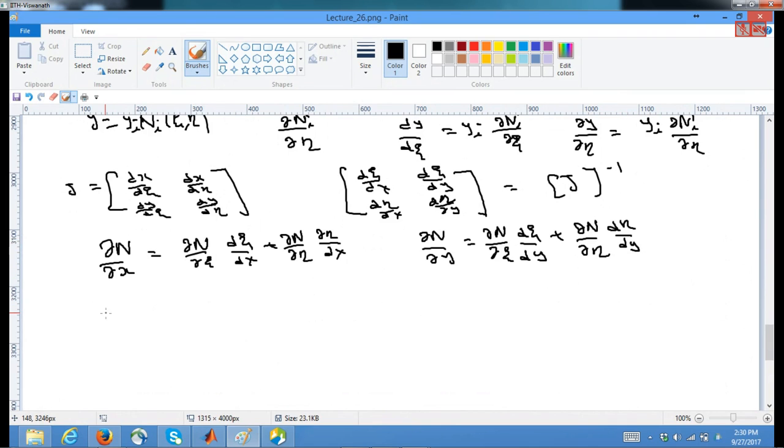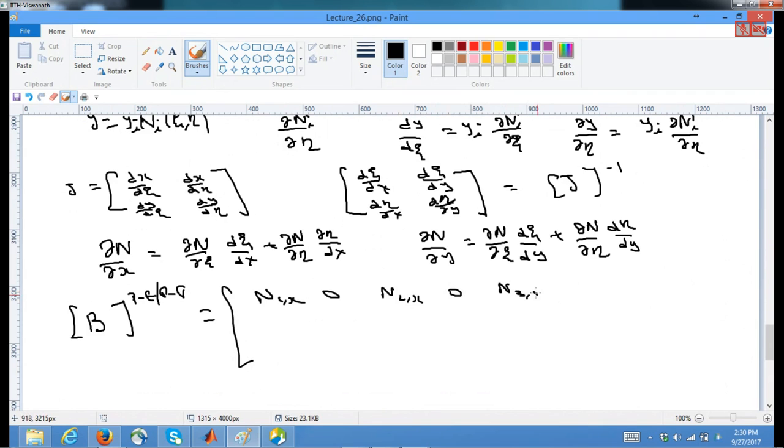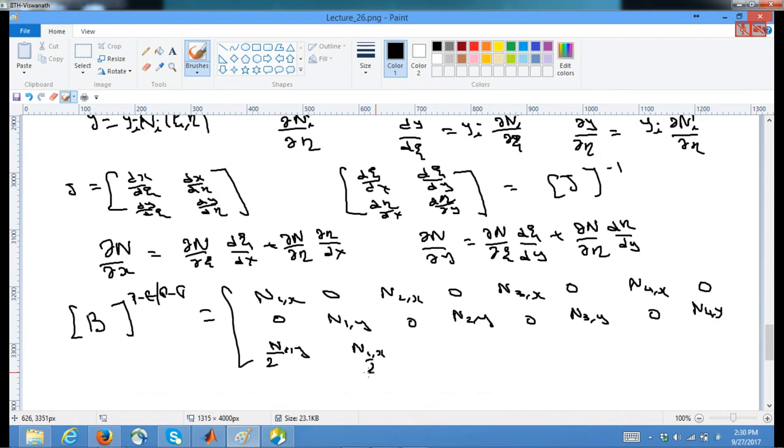And once this is there, you find your B matrix. The B matrix for plane stress or plane strain we have seen to be something like N1 comma x, 0, N2 comma x, 0, N3 comma x, 0, N4 comma x, 0, then N1 comma y, N2 comma y, N3 comma y. And this one was 1/2 N1 comma y and 1 comma x, and 2 comma y and 2 comma x, and 3 comma y and 3 comma x, and 4 comma y and 4 comma x.